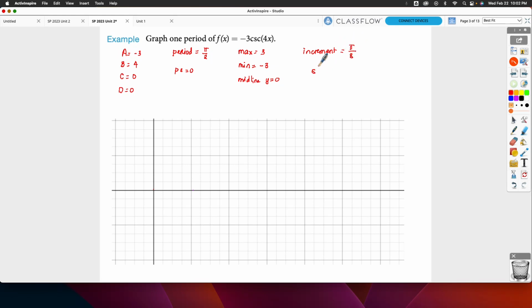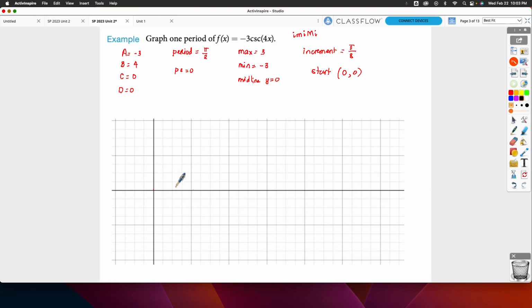And your starting point, by the way, this is cosecant, so that means we are graphing the sine. And for sine, we start with intercept. And since you have a negative here, it's intercept, minimum, intercept, maximum, intercept. So we start at the phase shift 0, and the intercept is at 0 as well. So starting point is at 0, 0. There's no phase shift, there's no vertical shift. The increment is pi over 8.